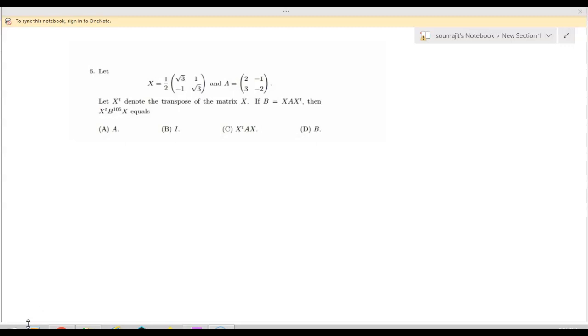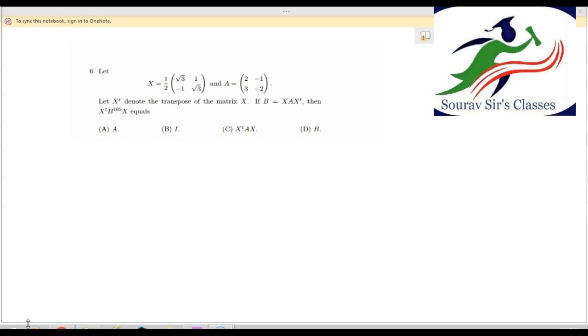Okay, let us solve question number 6. The question says that X is a 2×2 matrix, (1/2)[[√3, 1], [-1, √3]], and A is again a 2×2 matrix, [[2, -1], [3, -2]]. X transpose denotes the transpose of matrix X. If B equals X A X transpose, then we have to find out the value of X transpose B to the power 105 X.